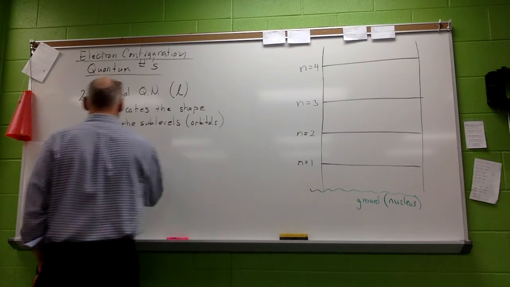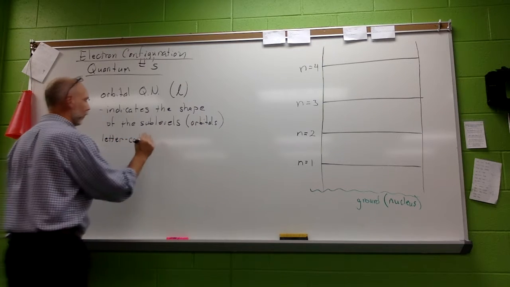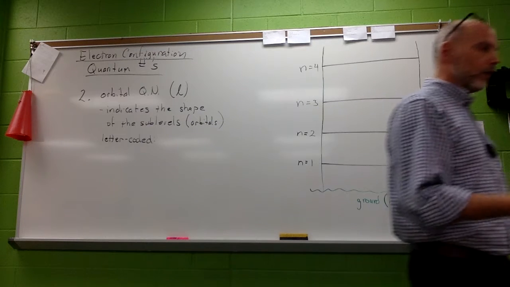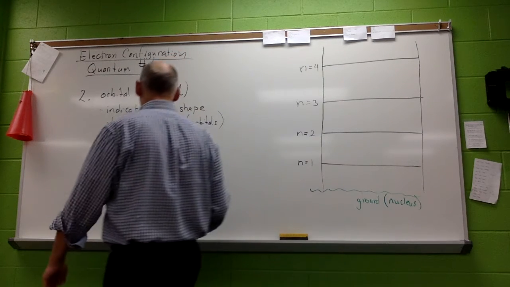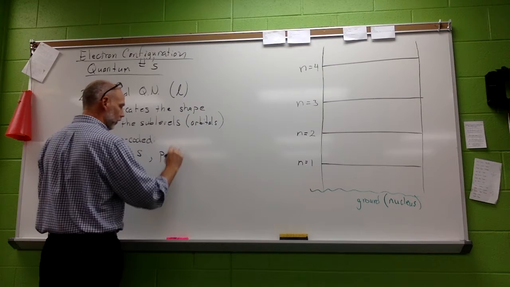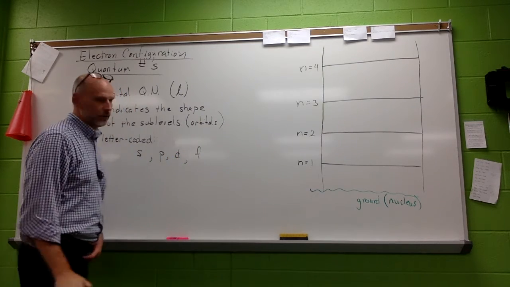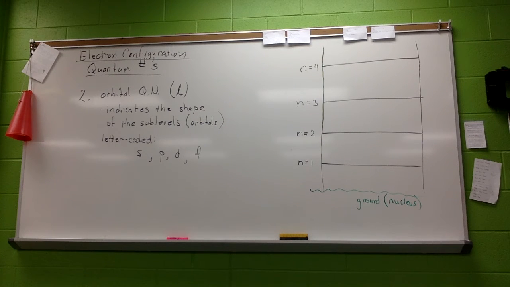These are letter-coded. Now, here's the thing. For my regular chemistry class, we are just going to stick with the letter designations. With you guys, I'm going to show you the actual quantum numbers and how they relate to the letters. We're going to do both simultaneously, in conjunction. The letters are S, P, D, and F. And we are going to clearly stop there.